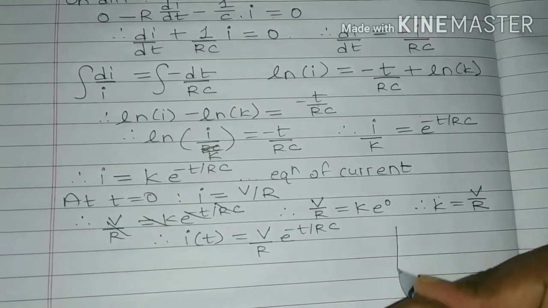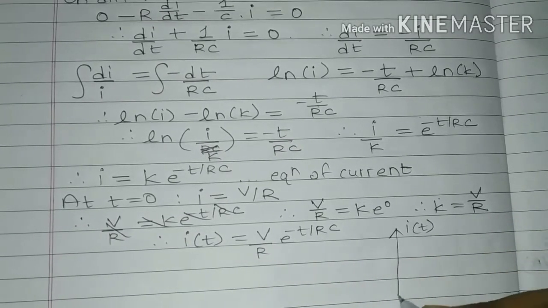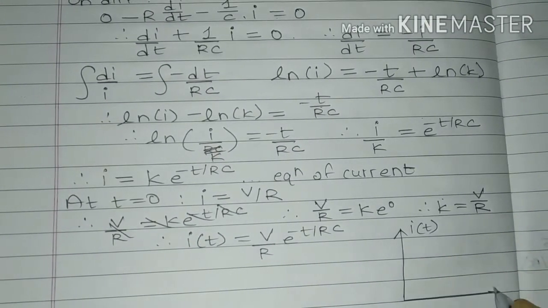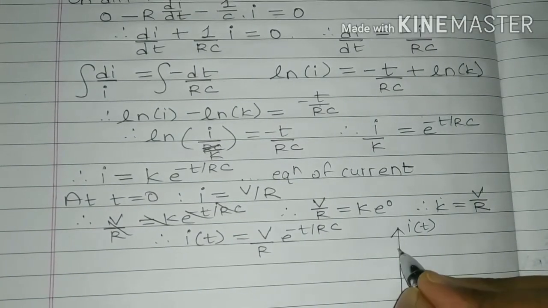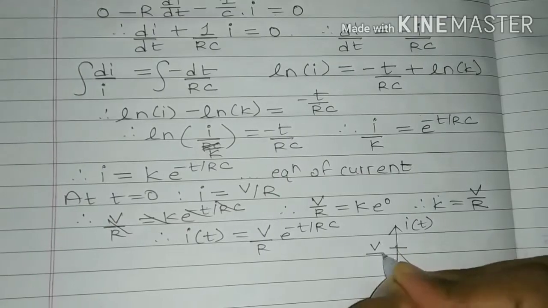So if we plot a graph of current versus time, we get an exponentially decreasing curve with peak value as V by R at t is equal to 0, and at t equal to infinite the value will be 0.